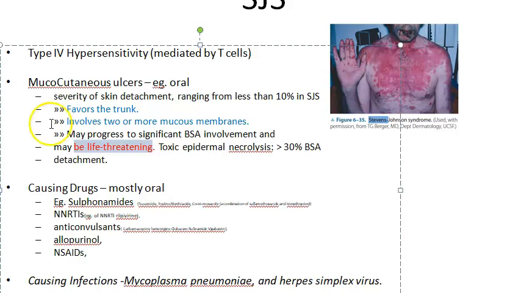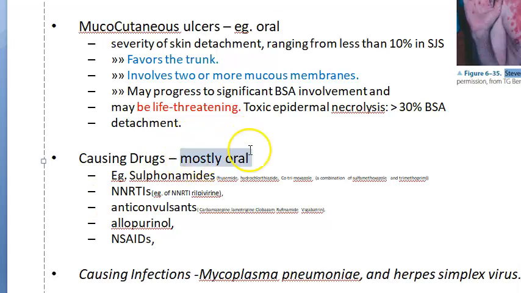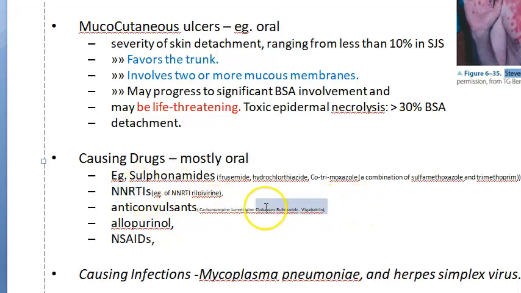What are the drugs that cause this? Mostly these are systemic drugs, that is, oral drugs that the patient has taken. Sulfonamides, for example furosemide, hydrochlorothiazide, cotrimoxazole, that is a combination of sulfamethoxazole and trimethoprim, right? So you know these are all sulfonamides. Then NNRTI, that is non-nucleoside reverse transcriptase inhibitors, which are antiretroviral drugs to treat HIV. Those can cause this kind of reaction, so you should be aware.